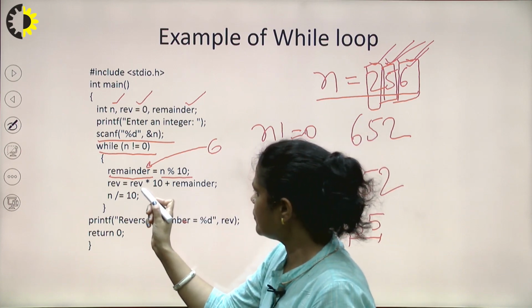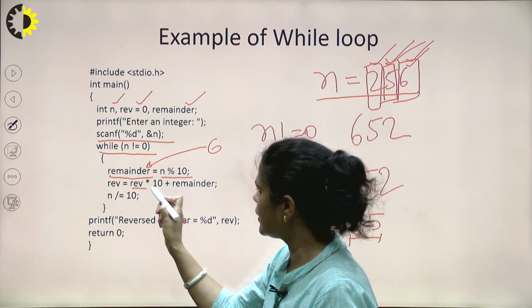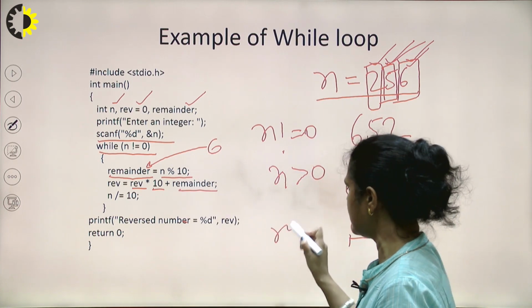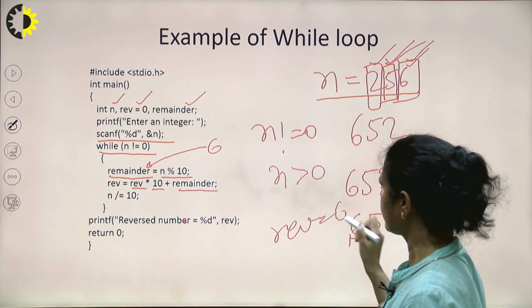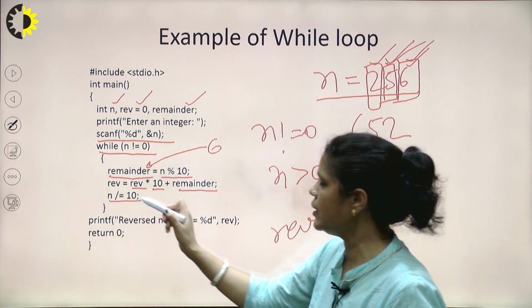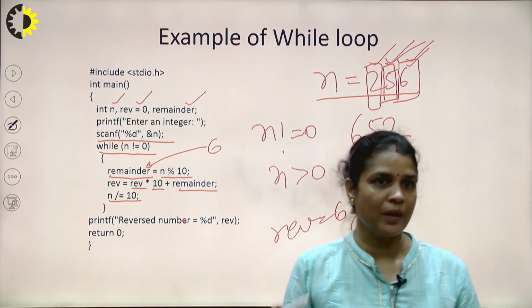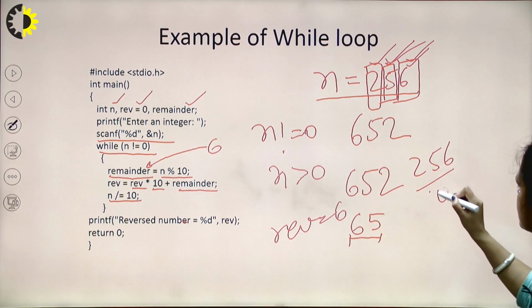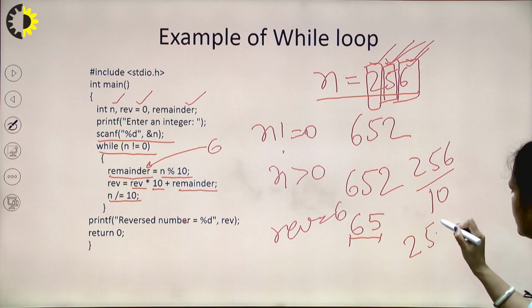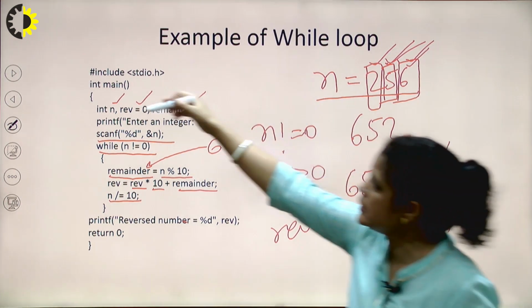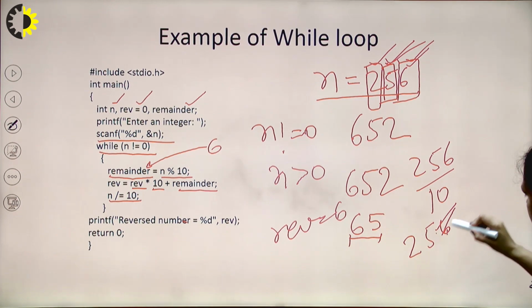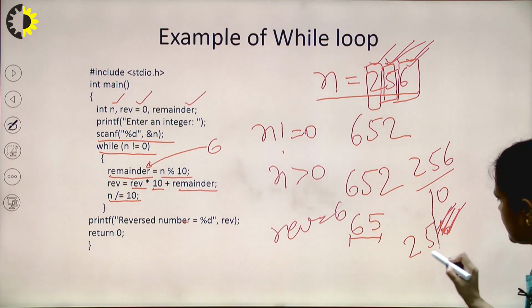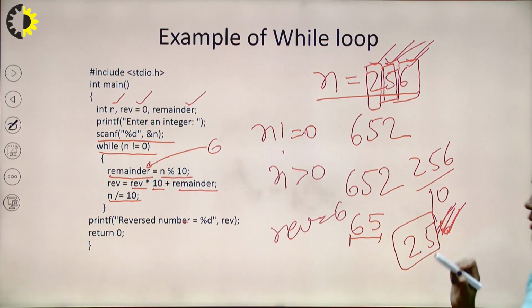Okay, so what are we doing here? REV is 0. That is multiplied by 10. It becomes 0 again, and then the remainder is 6. So in REV, we are getting 6 only in the first step. And then n divided by 10. It means n is updated. n is this, divided by 10. It means what are we getting? 25.6. Because n is an integer, this fractional part does not come in; only the integer part will be carried in n. So n is 25 now.